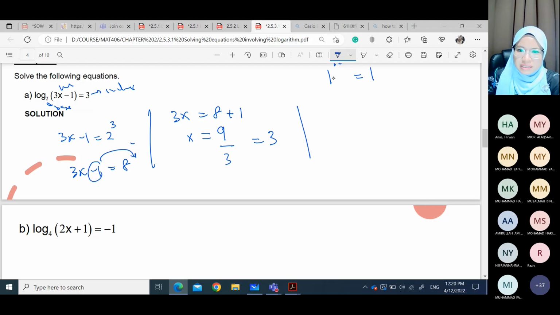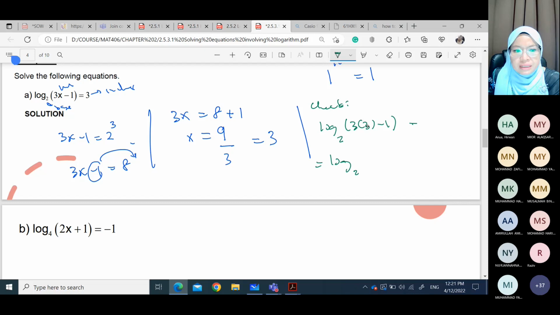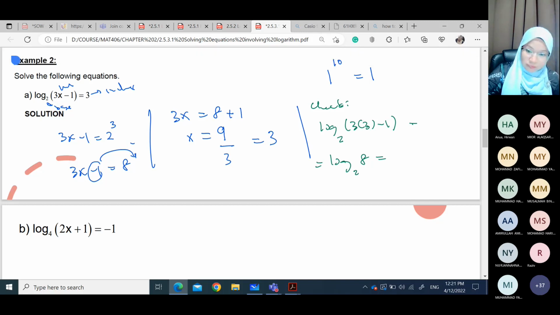Alright. Okay, so you can check your answer. So how to check your answer? Check log 2 of 3 times 3 minus 1, sama juga dengan log 2 of 8. So 3 times 3 is 9, 9 minus 1 is 8. Log base 2 of 8, we have 3. So the answer here is 3. So betul lah jawapan kita. So x adalah 3. Okay, boleh?